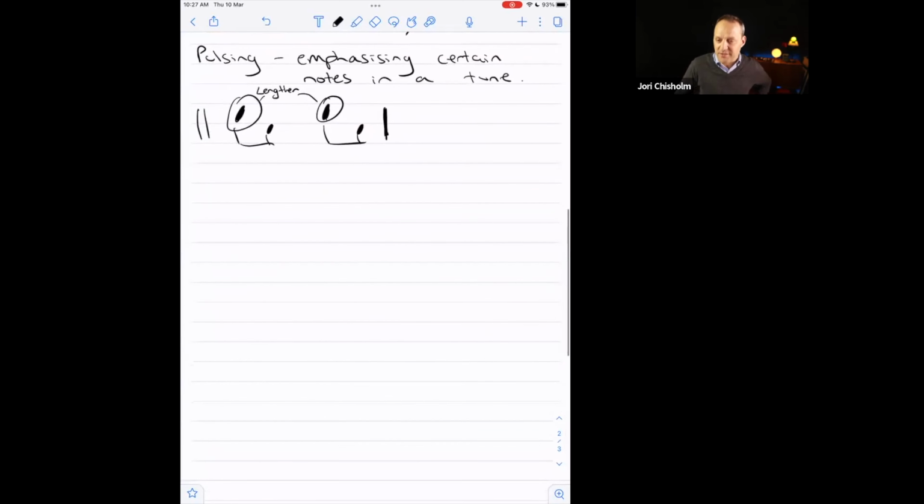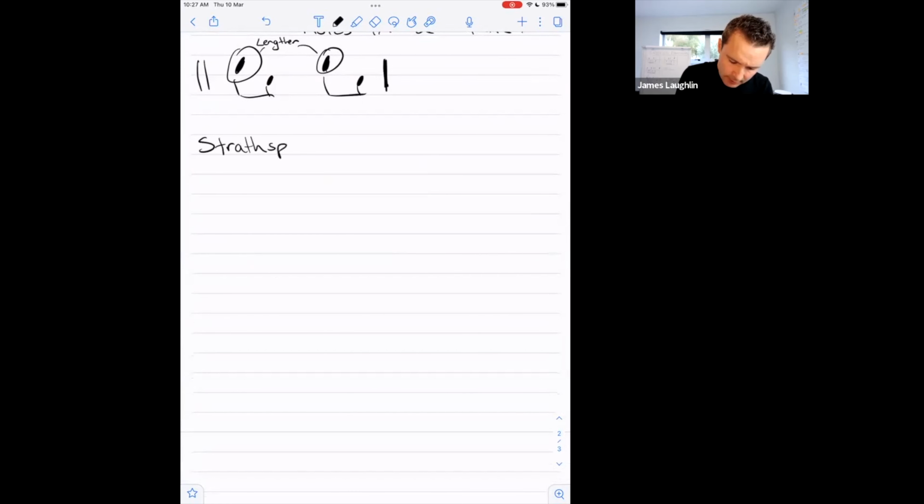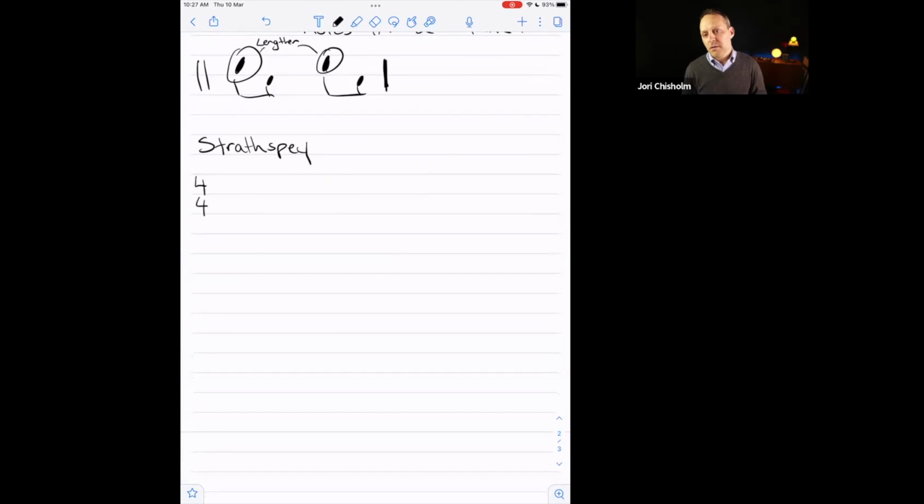Well, the MSR starts with the 2/4 march, then goes to a Strathspey. So let's go there. So a Strathspey is 4/4, 4 quarter notes per bar. And the simplest form would be 4 quarter notes.